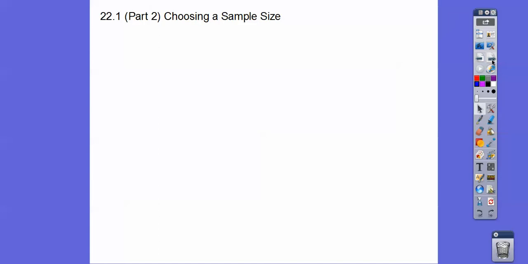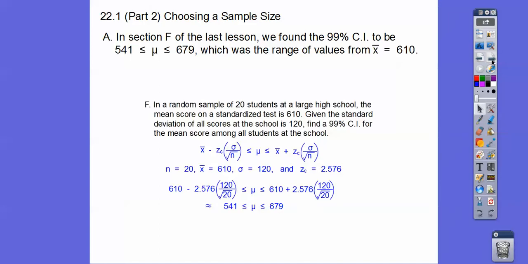So, choosing the sample size, you guys. In section F of the last section, we did this lesson right here. We found a 99% confidence interval for the population mean to be between 541 and 679. They ranged from the values of our sample mean of 610. That was all given here. We calculated all of that in the last lesson right there.